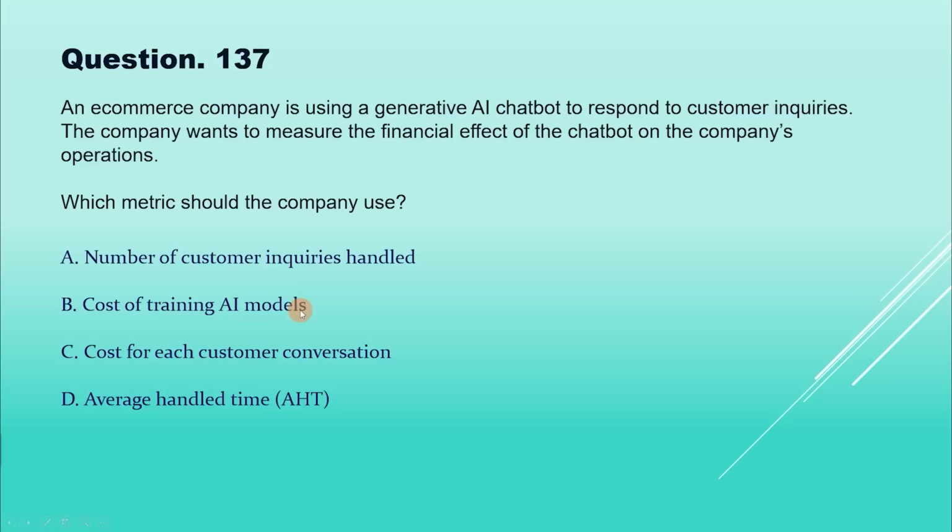The correct answer here will be option C, cost for each customer conversation. Because to measure the financial effect of a generative AI chatbot on an e-commerce company's operation, you want a metric that reflects the cost impact of each interaction. And cost for each customer conversation captures how much the company is spending per inquiry handled by the chatbot. So this lets you directly compare the chatbot operation expenses versus the human agent cost or other support channels. So option C, cost for each customer conversation, is the correct answer here.